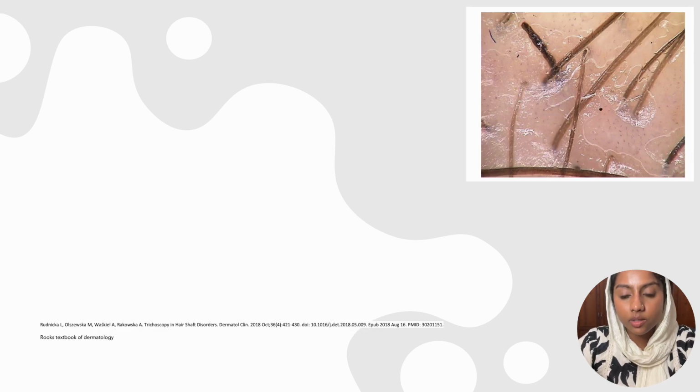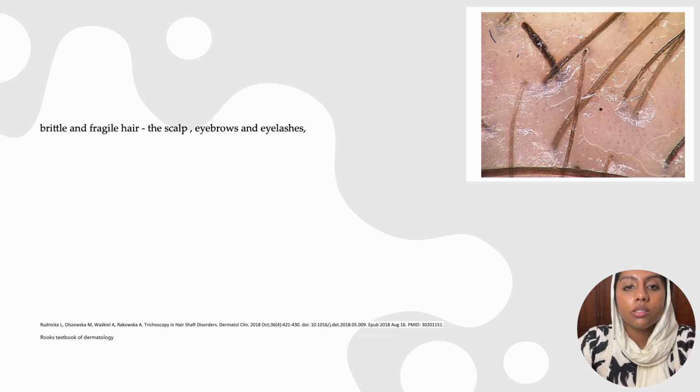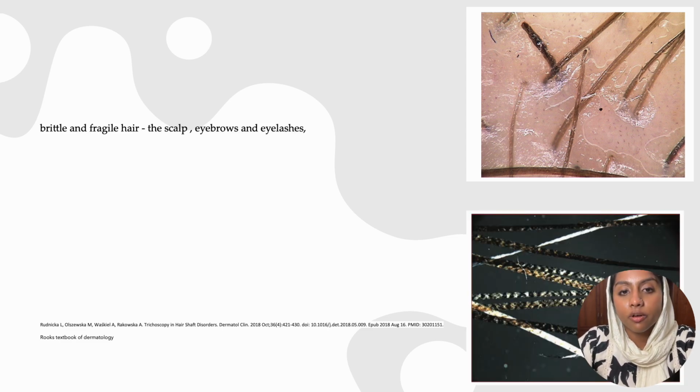Again, a patient presents to you with brittle, sparse hairs. This is the trichoscopic image, which is not very clear. So let's go on to the microscopic image. This is a very classical picture. Some of you might have already diagnosed. This is what we call tiger tail hair. This is basically polarized microscopy.